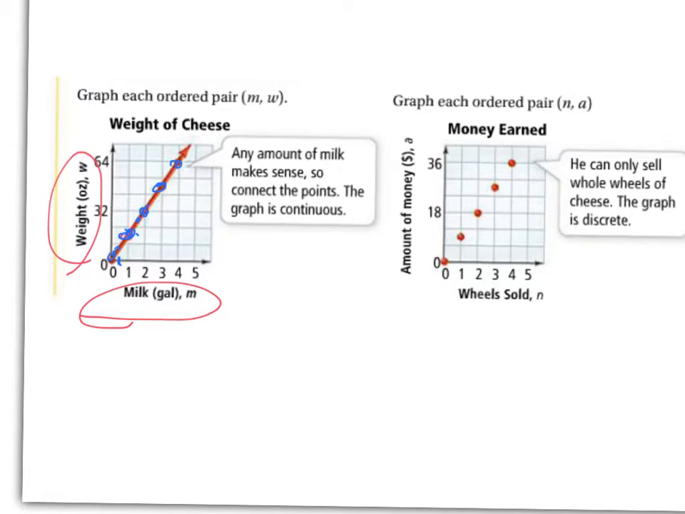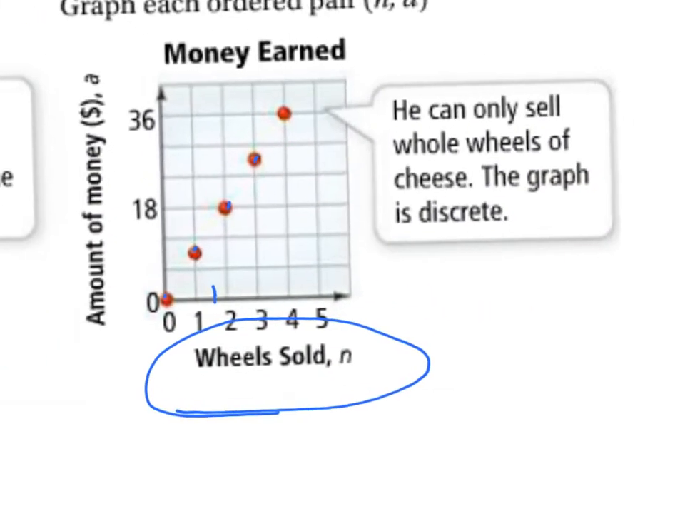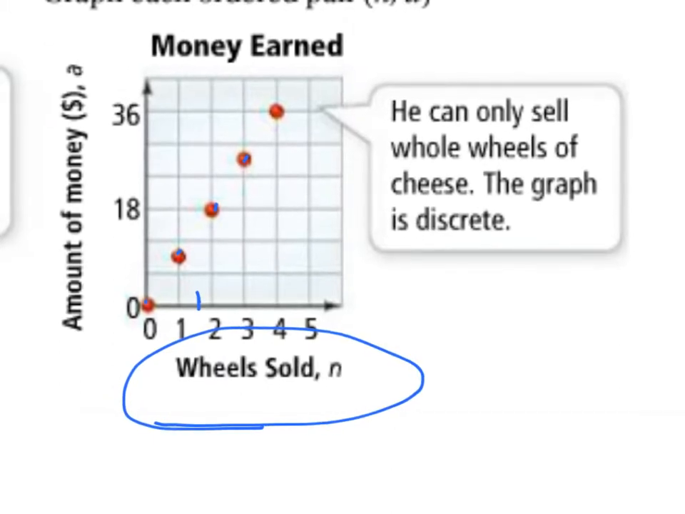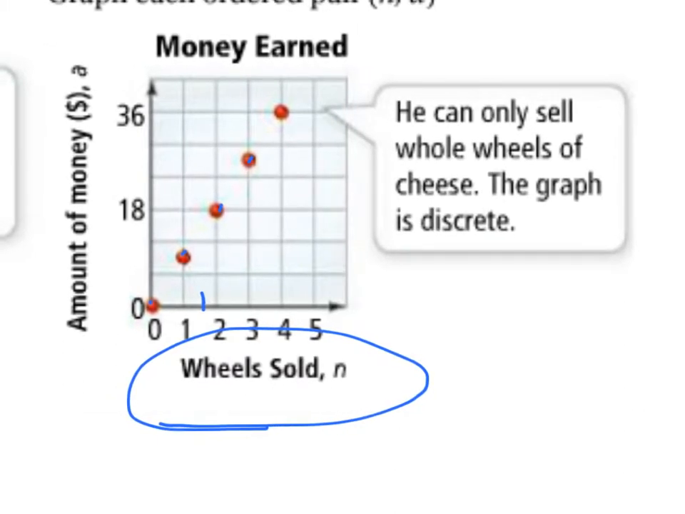But when it comes to the next graph, when you're selling the cheese, these are the 5 points from the table. Okay, but are you going to sell 1.5 cheese wheels? So at the location of 1.5, that would be right here. We could draw up to the line, and that tells you how much money it would be. But he's only going to sell the whole thing at once. Okay, it's like when you sell bikes or toys. You're not going to sell half a toy or half a bike.